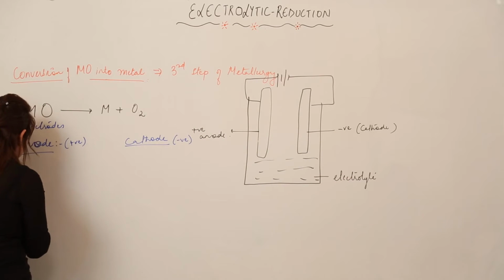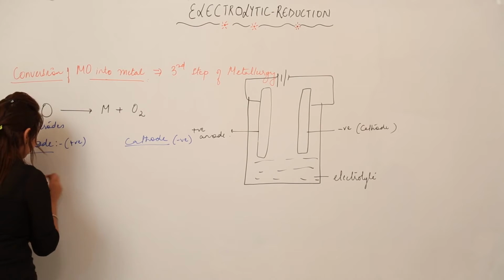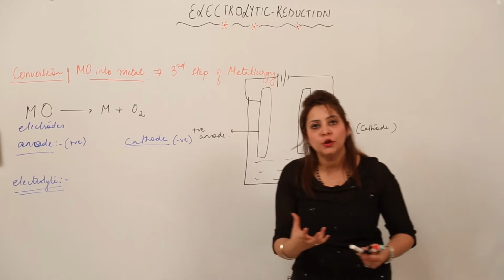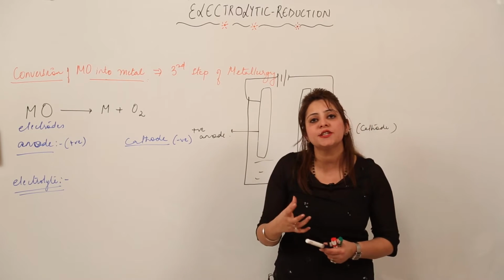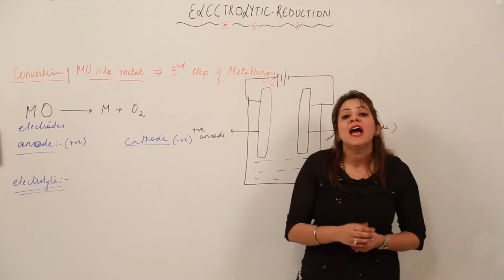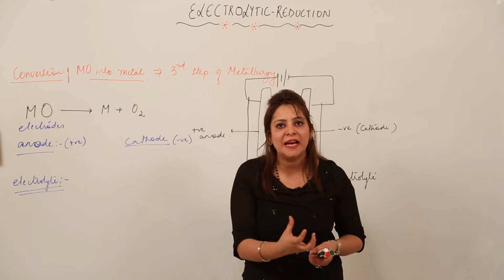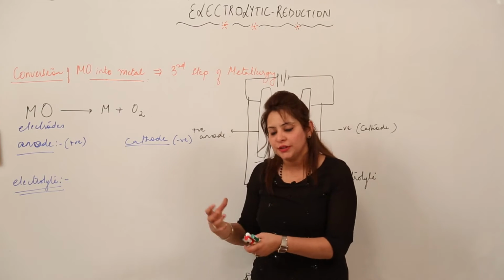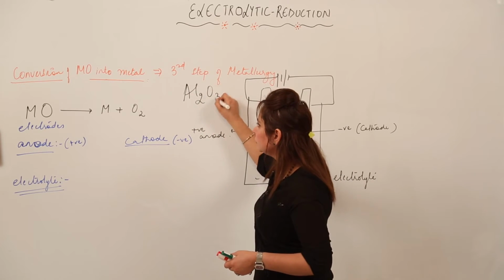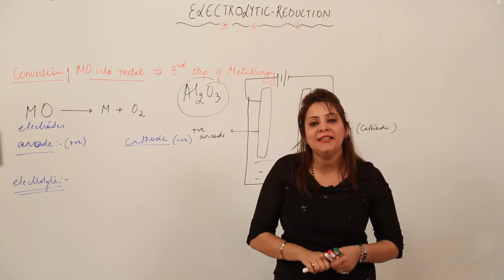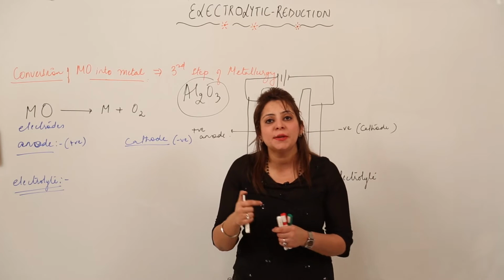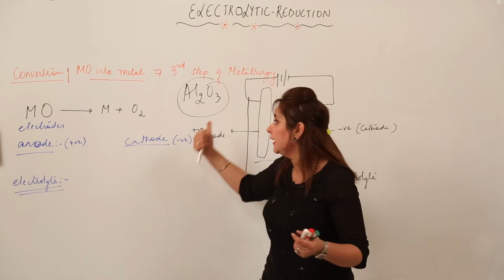Again, we will be taking an electrolyte. What electrolyte do we take? We take a salt solution, a solution which dissociates into ions when electric current is passed. To make it easier, I will take an example of a metal oxide and tell you how we can reduce it. The example is aluminium oxide. Aluminium oxide can be separated into aluminium and oxygen by electrolytic reduction.